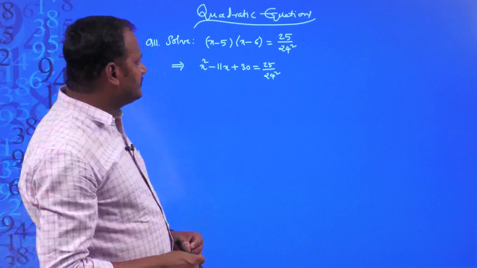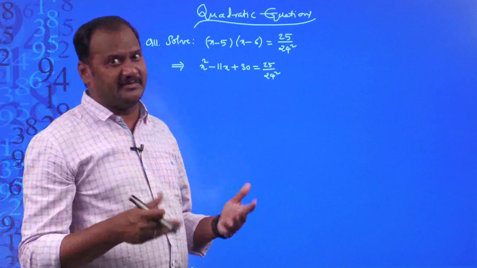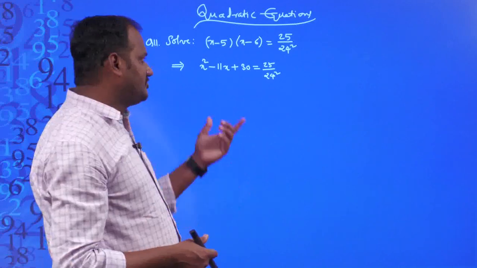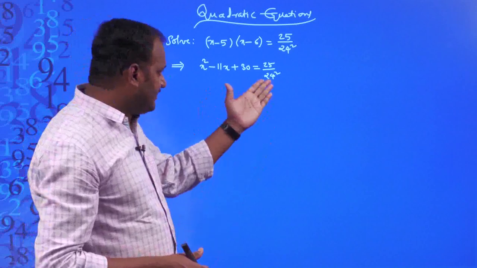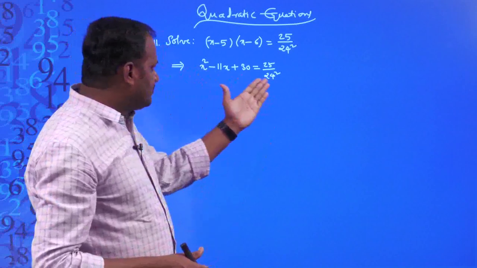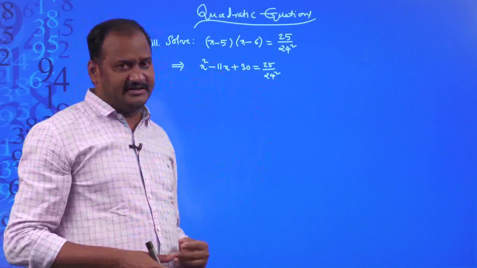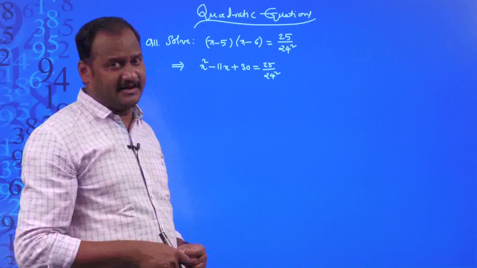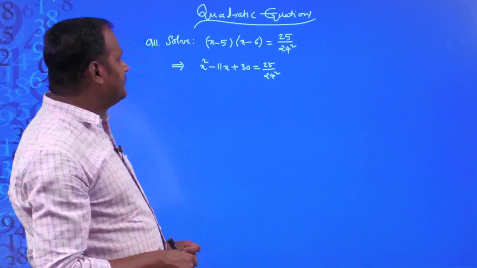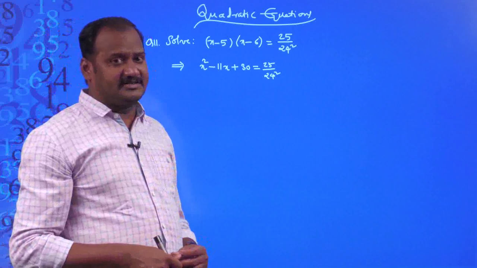Now what do we do? Do we really use the quadratic formula? If you use the quadratic formula, b square minus 4ac. Of course, if you don't want fractions and if you simply take LCM, then the 24 square comes here, 24 square into 11 comes here, 24 square into 30 and then minus 25, you will be getting a very huge quadratic equation, right? Then definitely you will have to think logically about the completing the square method.